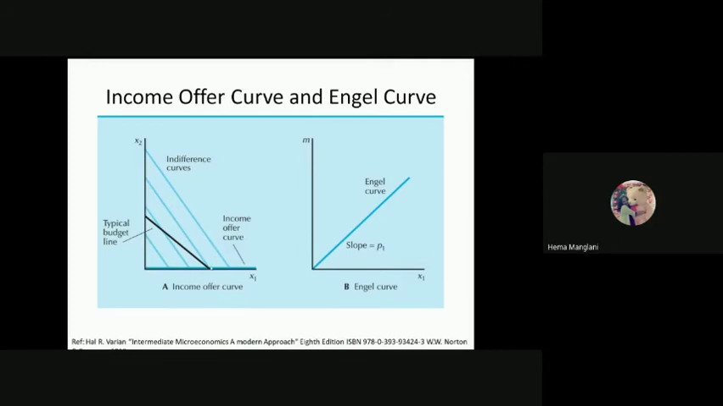Okay, so if you are choosing X1, then this is your IC1, this is your IC2, this is your IC3, this is your IC4. So the locus of all optimal choices you are combining. So what has this become? This has become your income offer curve.